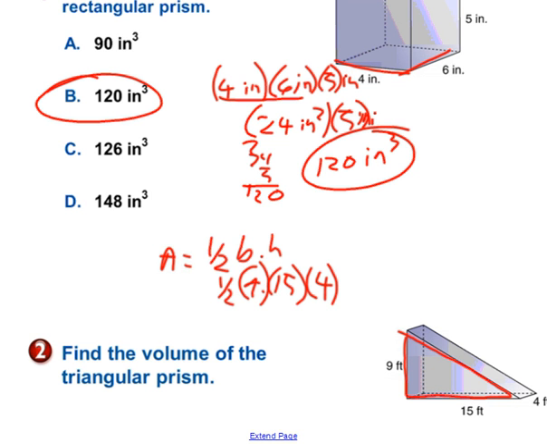So I'm going to take 1/2 times 9 times 15 times 4. I'm going to turn to my calculator to do that. 0.5 times 9 times 15 times 4. And I get 270 cubic inches. I'm sorry, that's feet. Feet cubed. 270 cubic feet for that triangle.